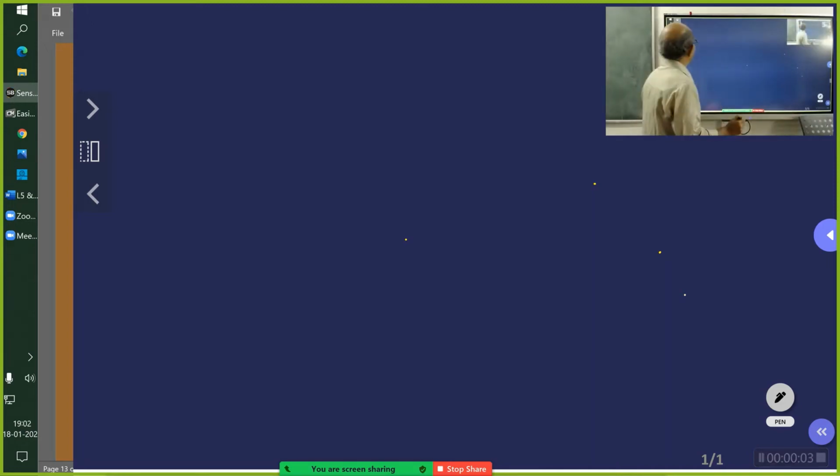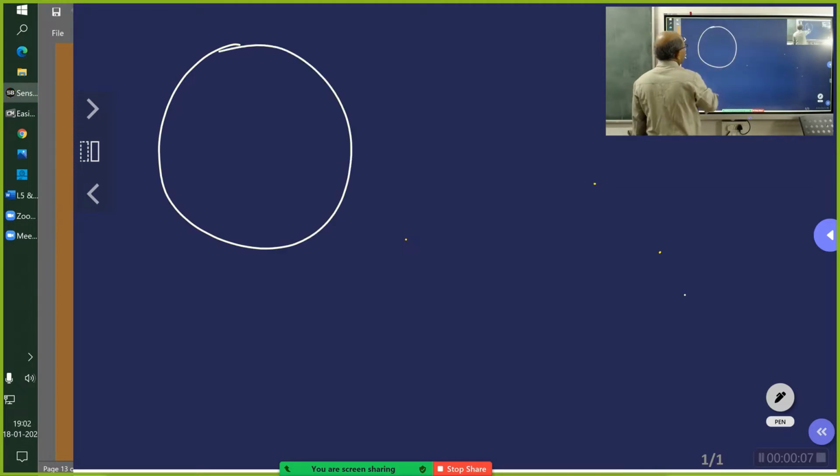This question is for all of you. Let me draw an object here. This is a disk. Assume that this is a disk which is rotating with omega.